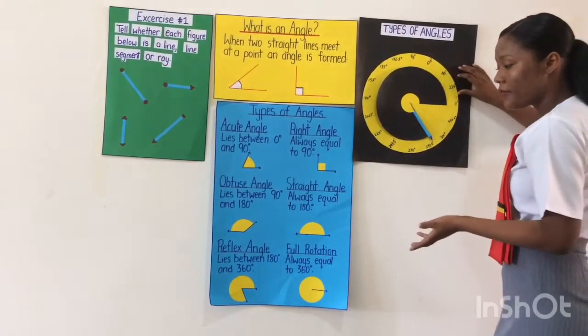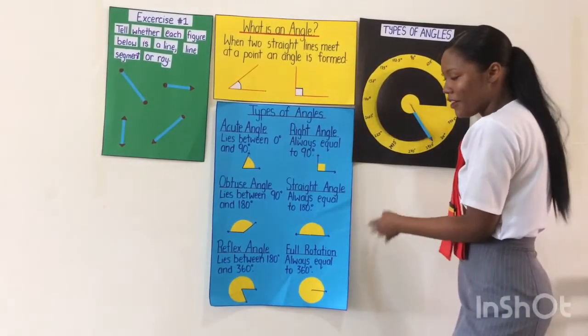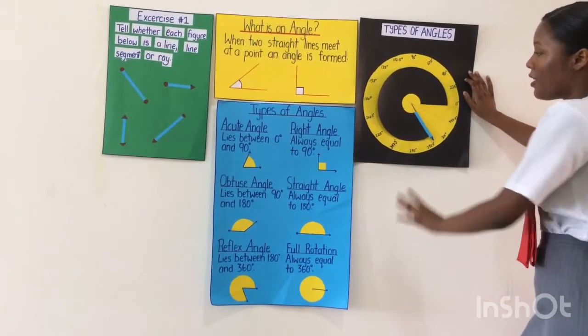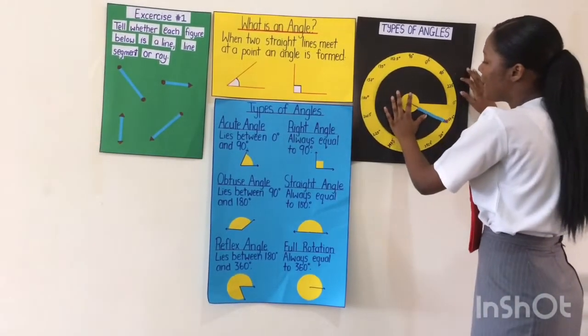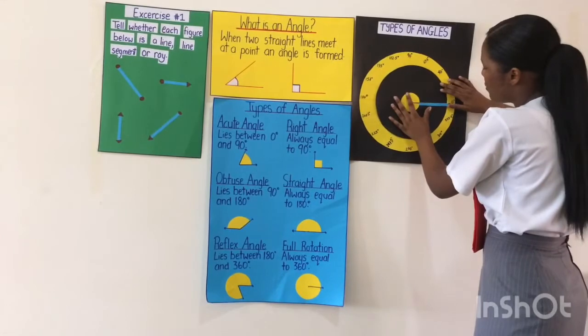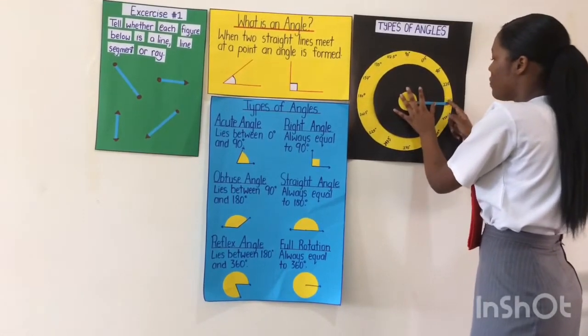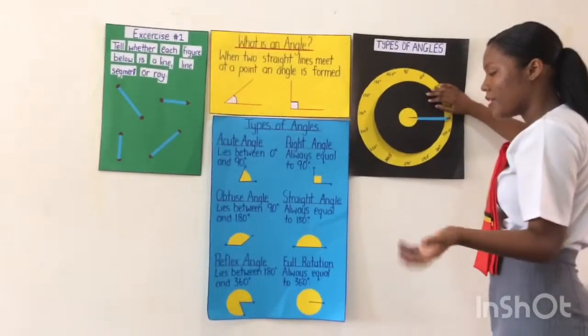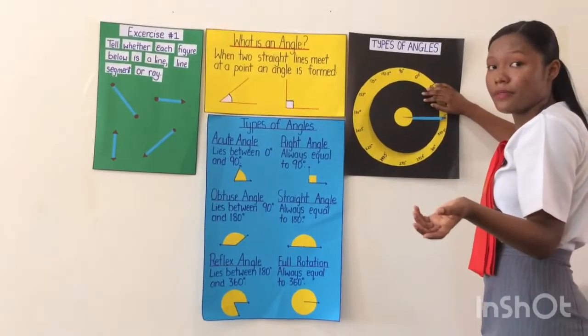And our last but final one is going to be our full rotation. Now this is just when our angle comes all the way around, it comes right back to 360, which is right back to our 0 degree mark. So this is always going to equal 360. Okay?